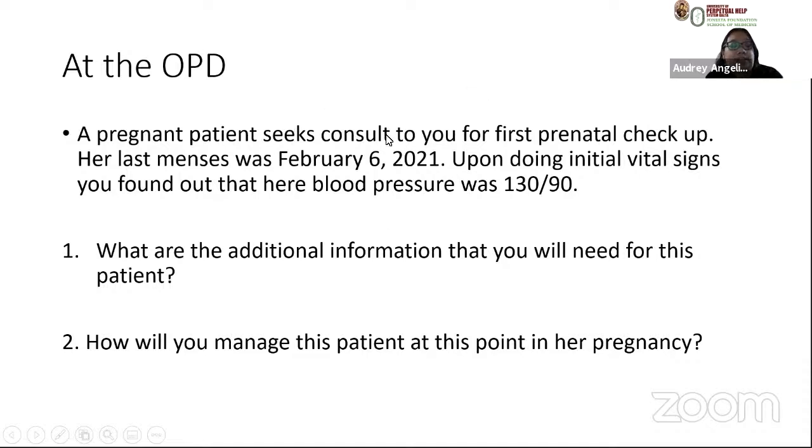What could you tell about the age of gestation? Will it matter? If your last menses was February 6, 2021, what is the age of gestation and how will it affect you managing this patient? 18 weeks, 4 days. She is at 18 weeks.